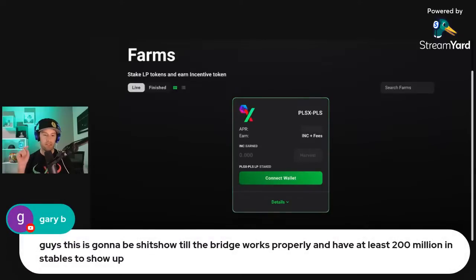Yeah. This comment right here, I'm going to read it loud and clear. So guys, this is going to be a shit show till the bridge works properly and we have at least $200 million in stables show up. Low liquidity means prices are going to be stupidly volatile. Okay, and if that's the case, like it is now for a while, you've got to be careful. It's going to be a shit show, so be patient with all this. If you're being hasty, you're probably going to do a move that you're going to regret later.